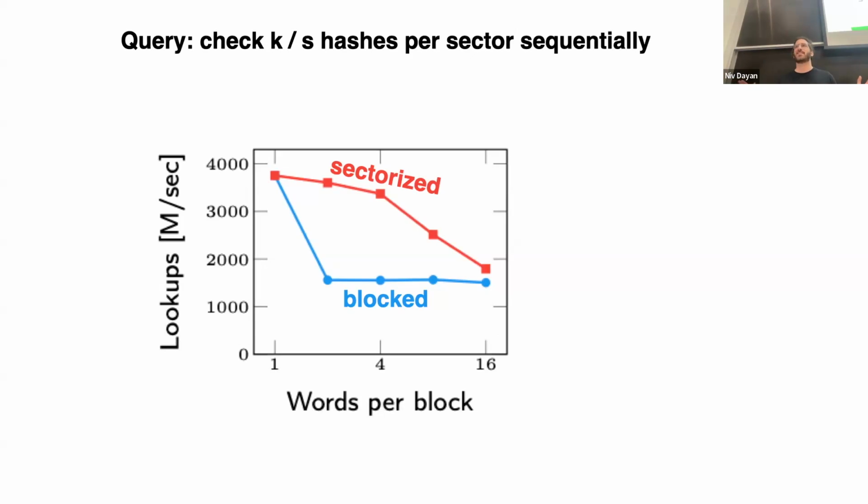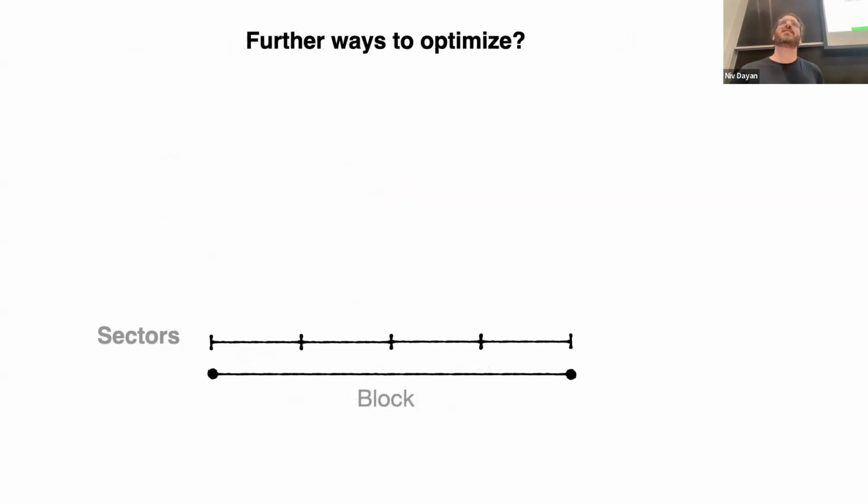Questions? Complaints? Yes. So if we sectorize it even further, how will that affect our FPR? Because if blocking affected it, it will not affect it. So how does sectorization affect the FPR? Yes, let's get into that. That's a great point, and you're exactly leading to the next part.